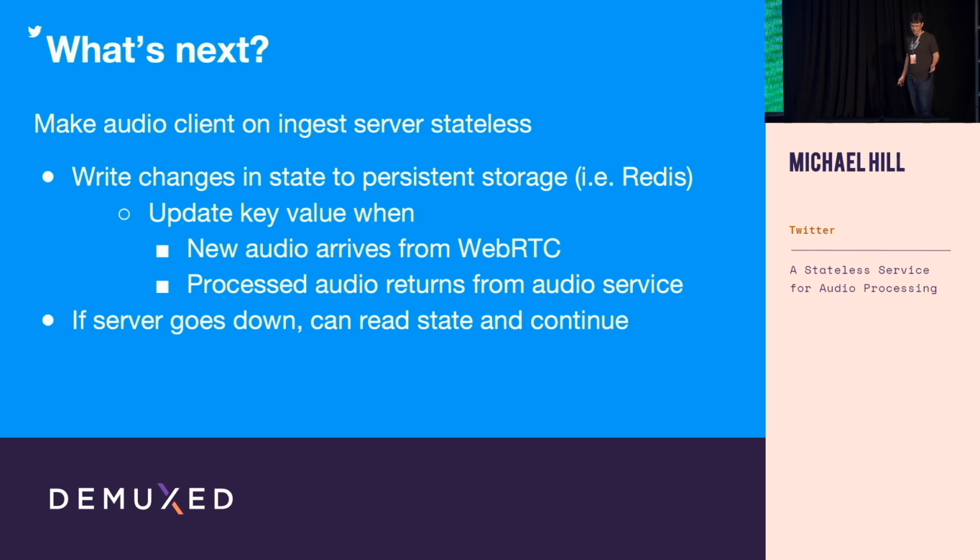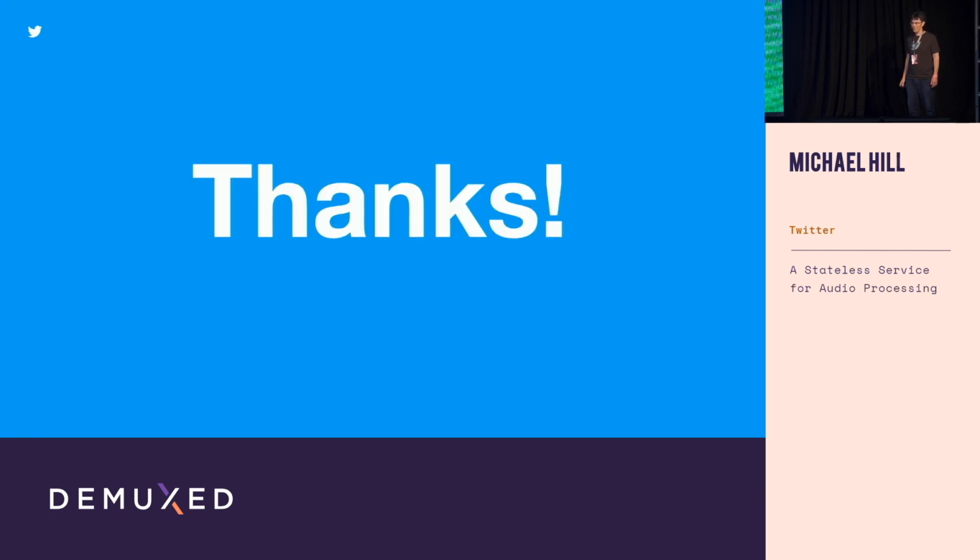So what we'd like to do is write any changes in state of the client to a persistent storage like Redis. Essentially, update a key value when we have key events that mutate our state. So new audio arrives from WebRTC, we would change our key value. Or processed audio returns from the audio service, we would also do that. So in the case that the server did melt down or the server goes down, we can just fire up another one, read the state back from Redis, and continue. So that's a goal upcoming, to make more things stateless. And that's it. Thank you.